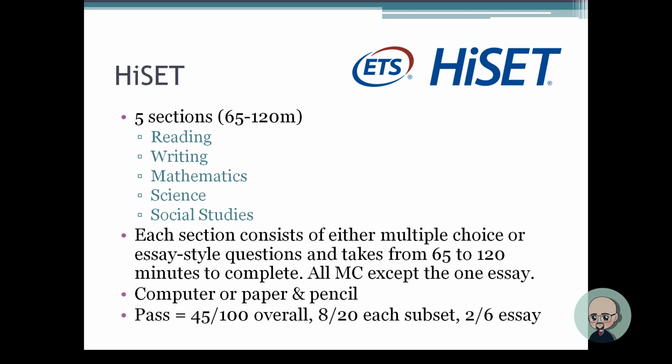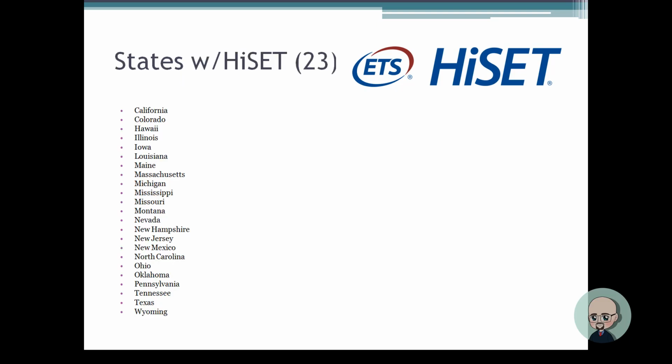A pass is 45 out of 100 overall, 8 out of 20 on each subsection, and a 2 out of 6 on the essay. There's 23 states that use the HiSET, and again, many of these states will also use either the GED or TASC. Some of them use the NEDP.